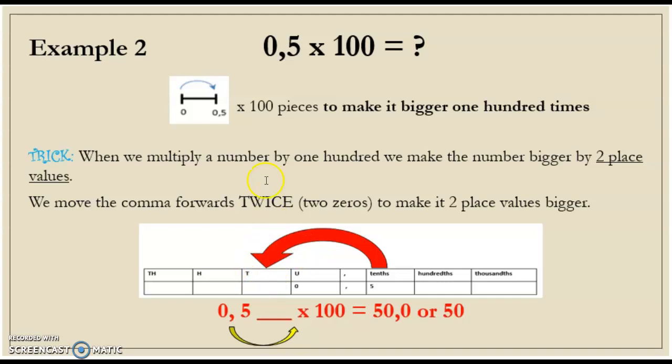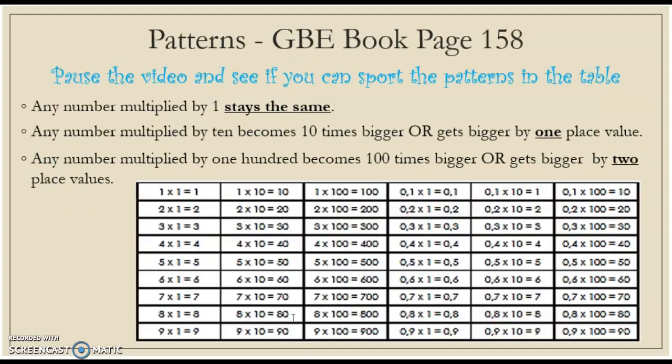Or we can move the comma forwards twice to make it 2 place values bigger. So here is the comma, we move it past the tens, past the hundreds, and therefore it will give us 50,0 or 50 wholes. Good, let's look at patterns.